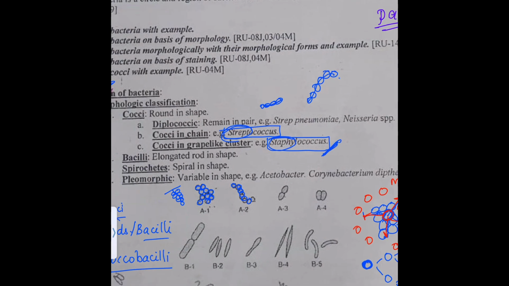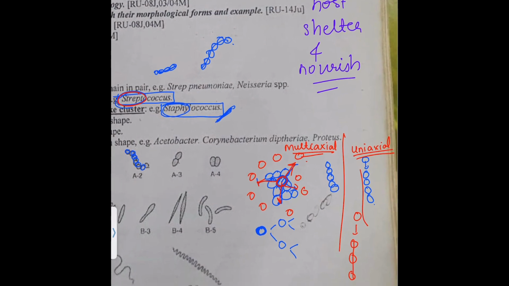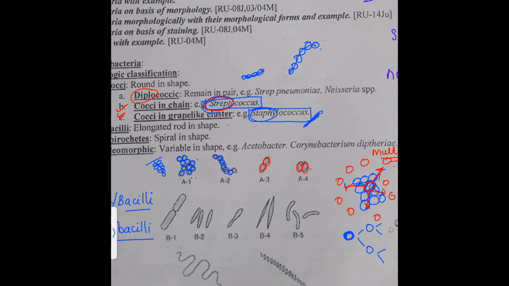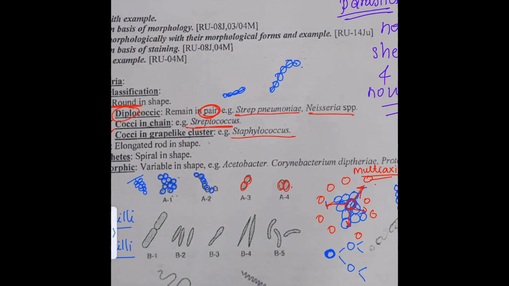Now, you are familiar with staphylococcus and streptococcus. Streptococcus only, they are linear. I said that already. But if only two are found, then we call it diplococci. That is two cocci. Cocci are round in shape. They can be two in number, or in chain, or in grape-like clusters. Grape-like clusters, that is staphylococcus. Chain is streptococcus, and the ones that remain in pair are streptococcus pneumoniae and Neisseria species.